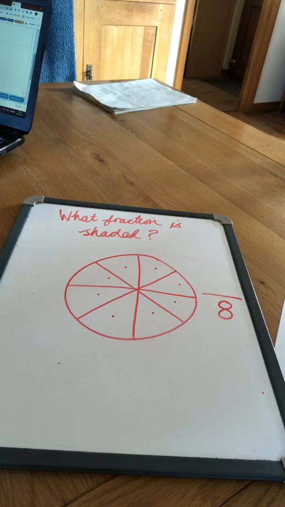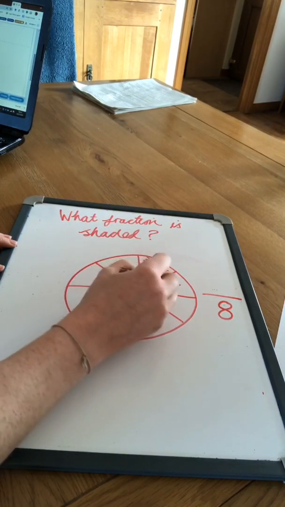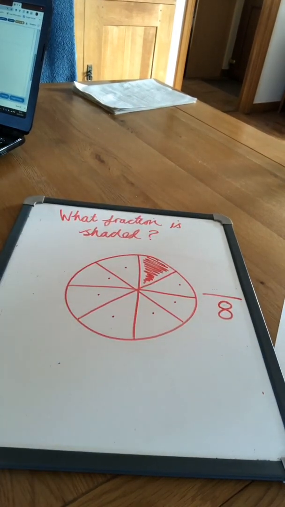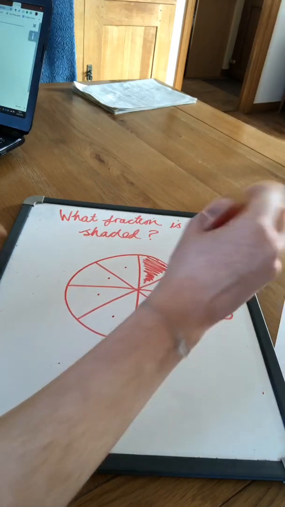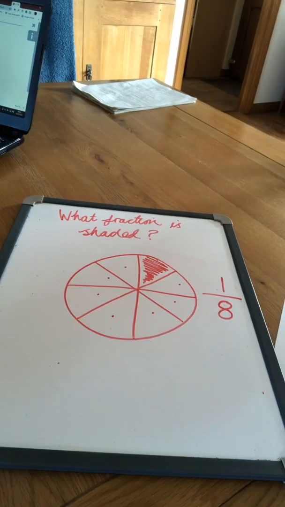So if I shade in one of the parts, like this, what do I need to do to this fraction? Because we've got 1 shaded in. I'll give you a second to think about it. Yep, we need to put a 1 on the top because we've only got 1 of the 8 pieces, so 1/8 shaded in.